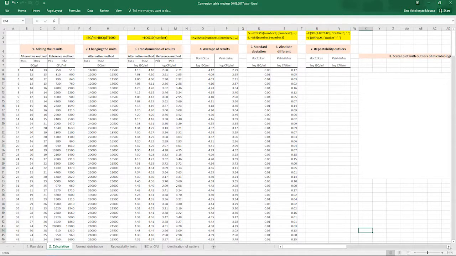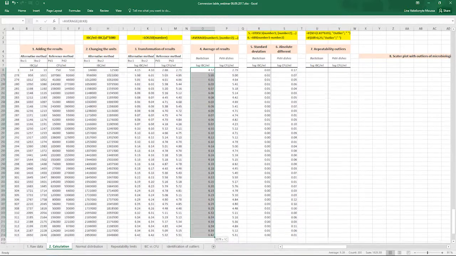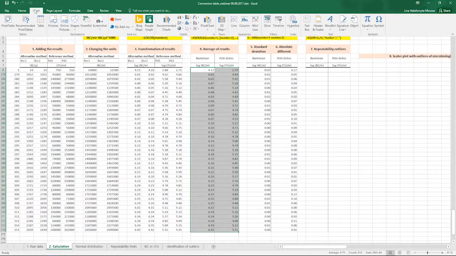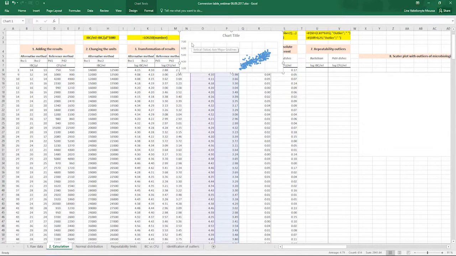Now the next step, we have to draw the scatter diagram. To draw the scatter diagram, we will use the logarithmic mean values from BactoScan and from Petri dishes. So we have to select cells, then go to Insert, Scatter Diagram, Dots.